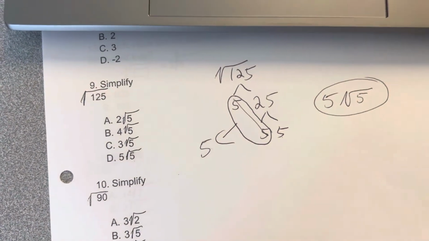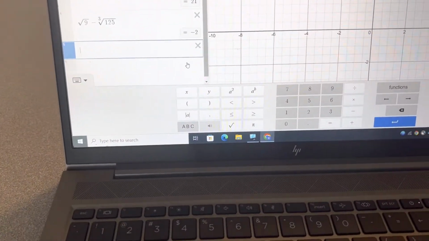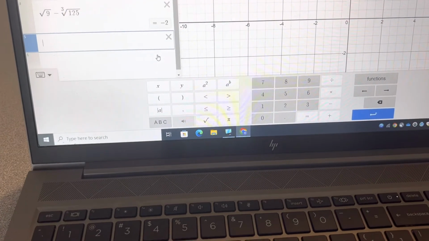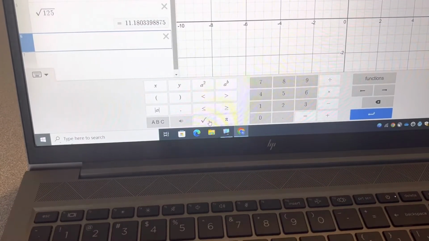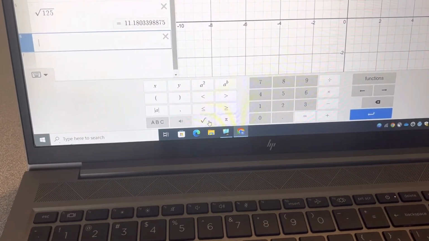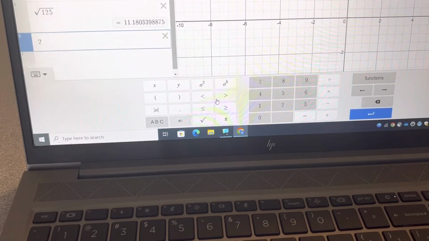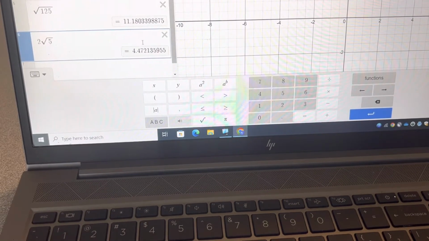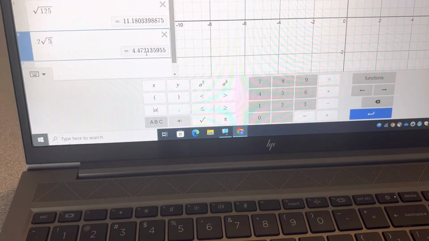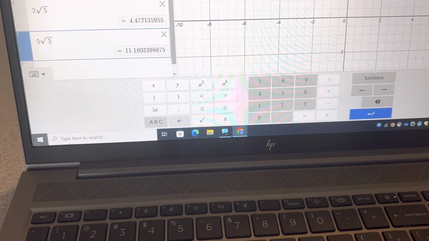Now to check yourself with Desmos, you don't have to do a tree method, but you will have to enter it in a few times. All right, so first thing we're gonna do is square root of 125, and we're gonna hit enter. I'm gonna show you 2 answers, one wrong and one right. So the first one, I'm gonna go with the wrong answer. So it's gonna be 2 square root of 5. See how these 2 decimals do not match? So that means that's not the answer. So now we are going to try the correct answer, 5 square root of 5. And see how they match?